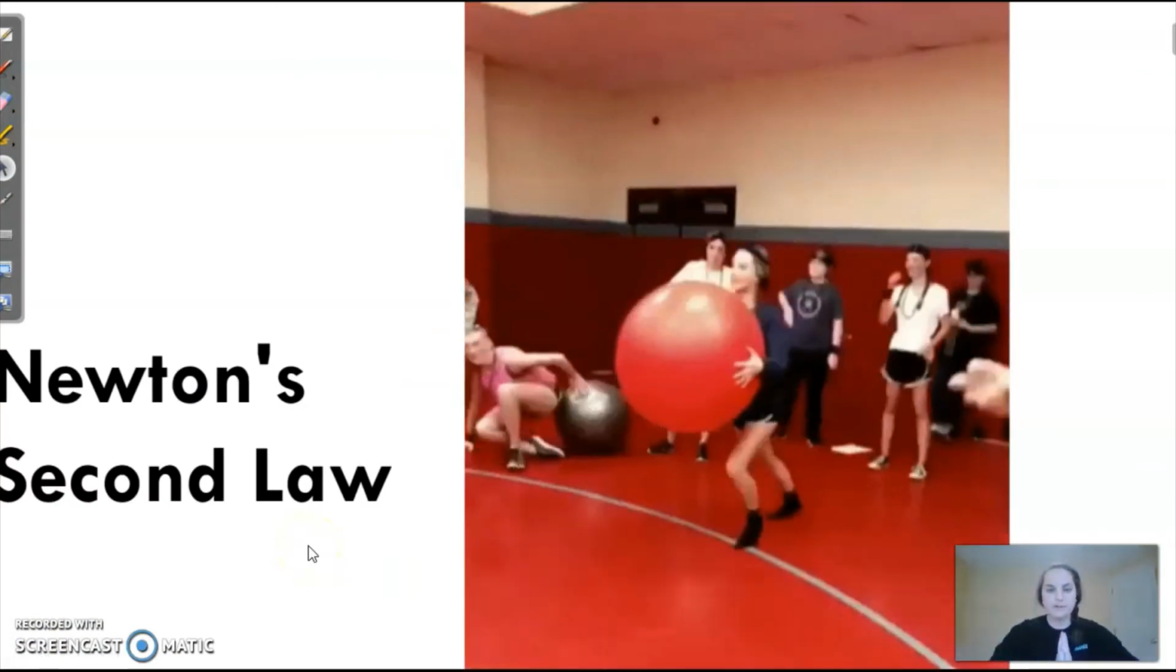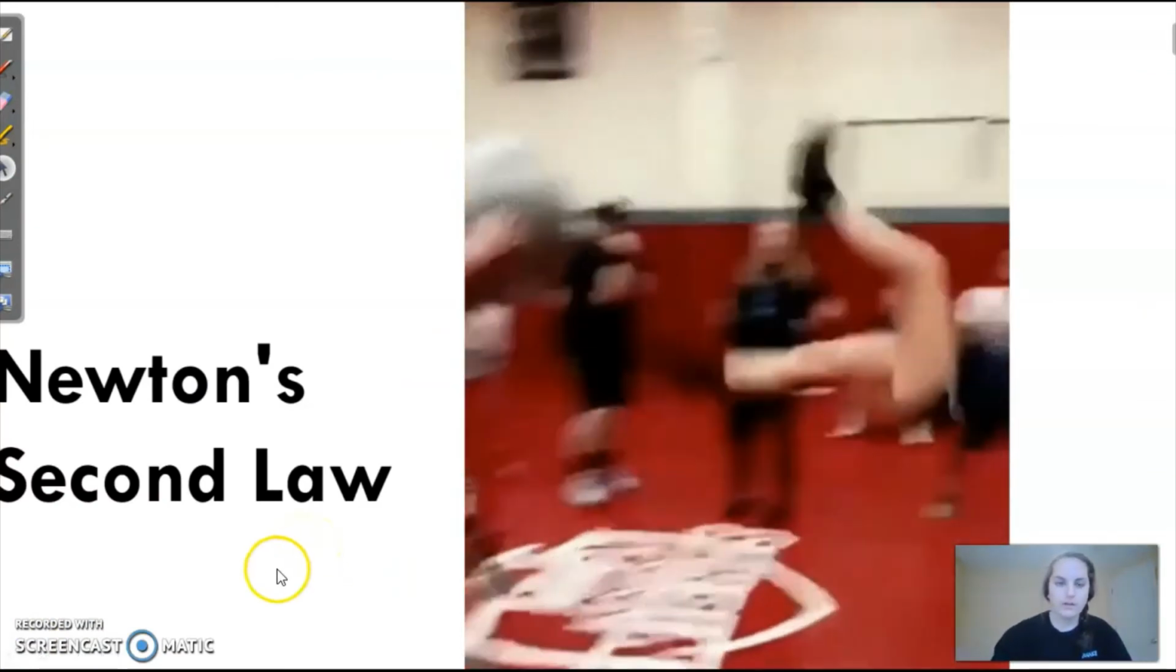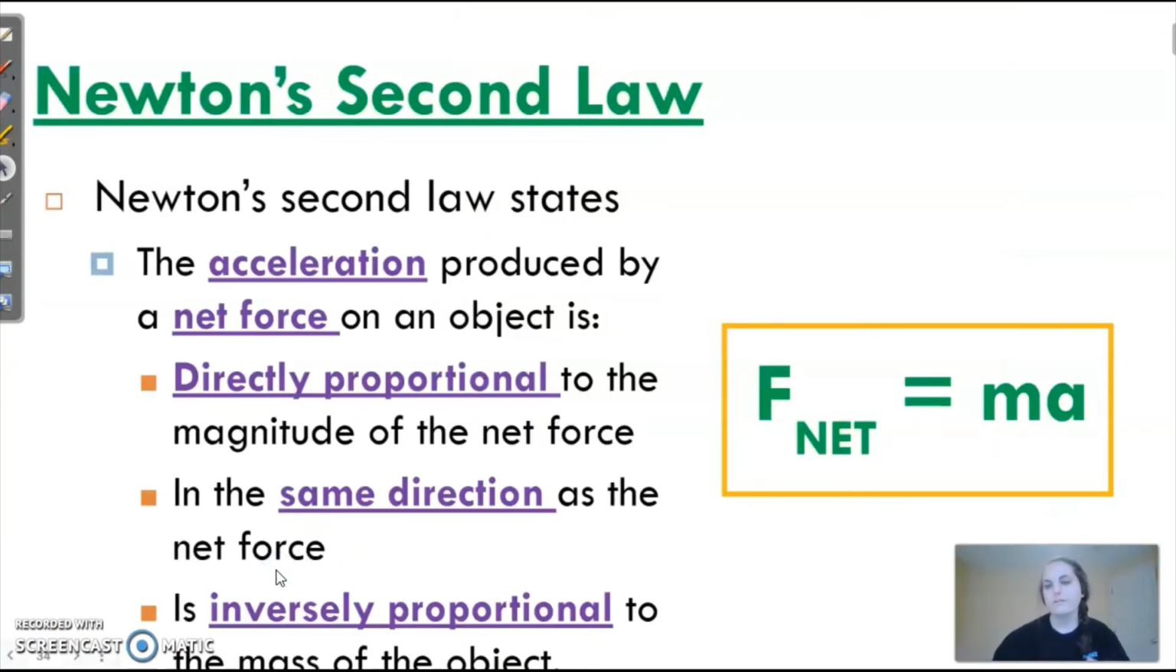All right, so now let's start talking about Newton's second law. Newton's second law is F equals ma. The acceleration produced by a net force on an object is directly proportional to the magnitude of that net force, in the same direction as that net force, and is inversely proportional to the mass of that object. F, remember, is the combination of all of your forces, so your net force. Your net force is equal to your mass times your acceleration.